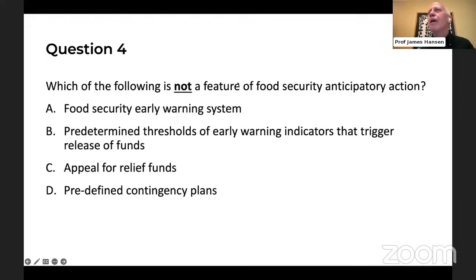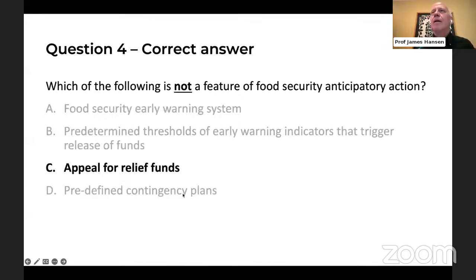Number 4, which of the following is not a feature of food security anticipatory action? Appeal for relief funds is part of the traditional mechanism that led to long delays. So anticipatory action or early action initiatives always have some kind of rapid finance that doesn't require an appeal. The funds are released as soon as the early warning trigger passes the threshold.